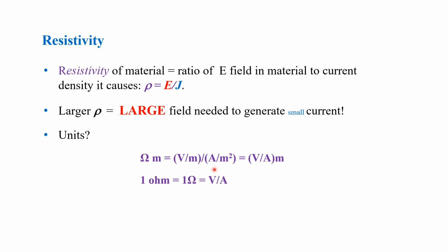per meter times ampere per meter squared. So you have volts per ampere times meter. Remember that 1 ohm is equal to volts per ampere. And again, for resistivity, if you have a large resistivity rho, then you need a large electric field in order to generate just a small current J.